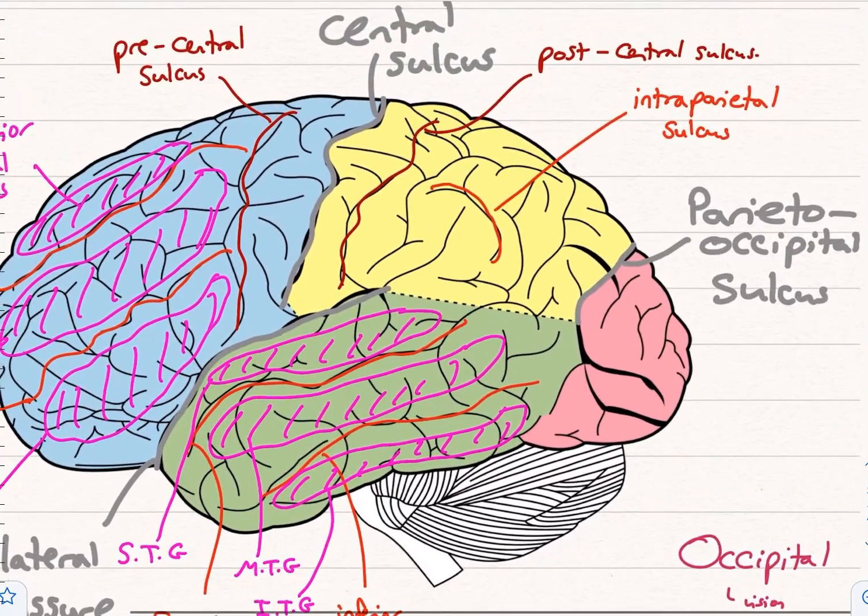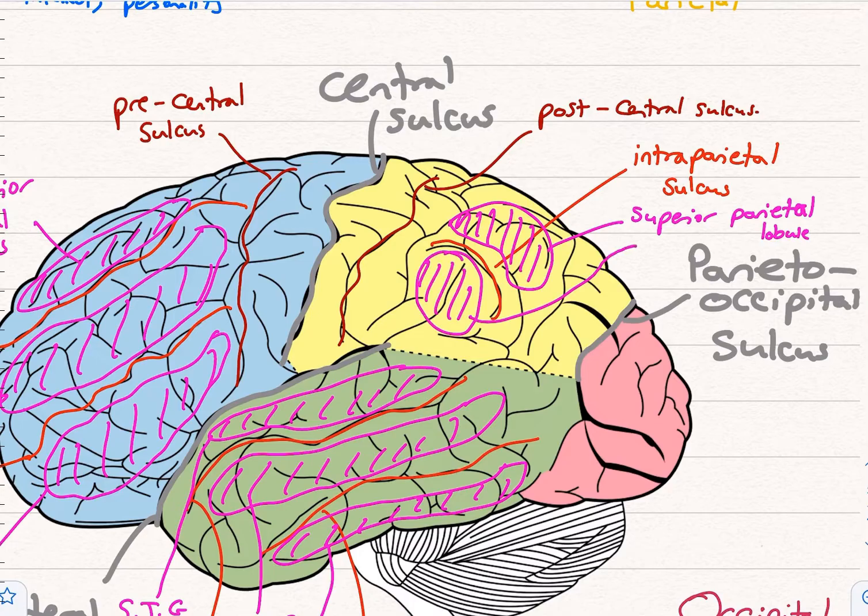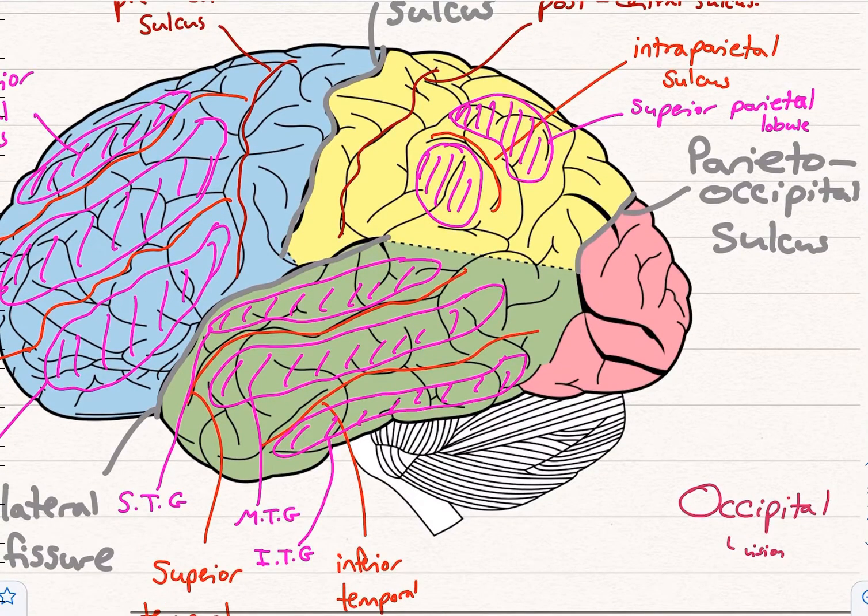Then going to the parietal lobe, you've got one here. This is the superior parietal lobule. And I didn't plan that one out well. The inferior parietal lobule.